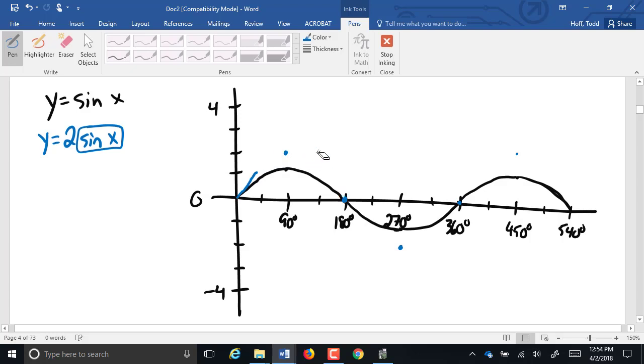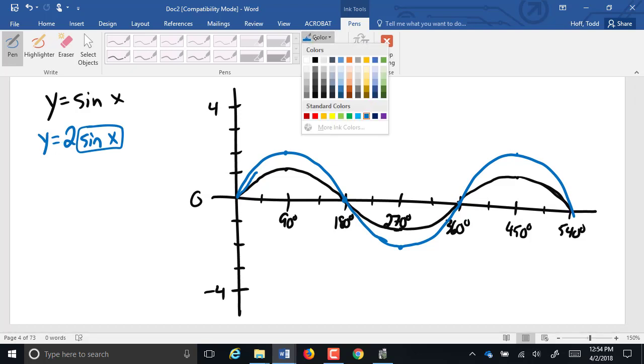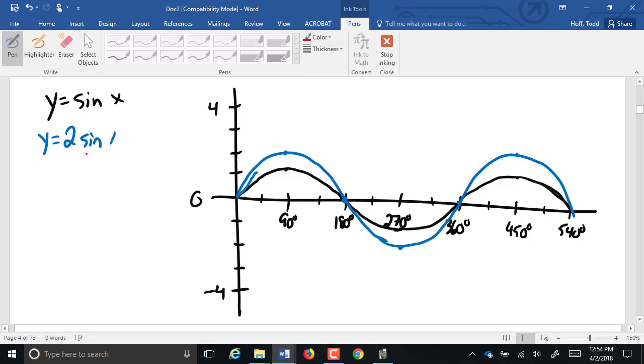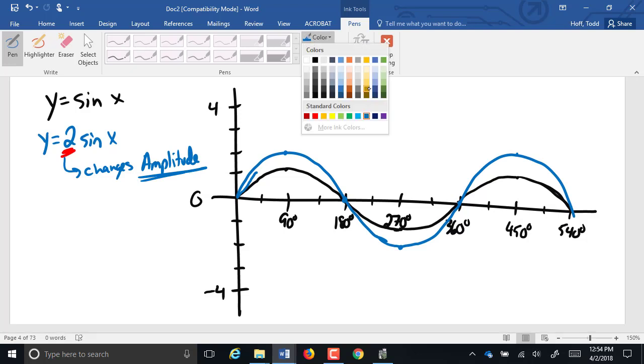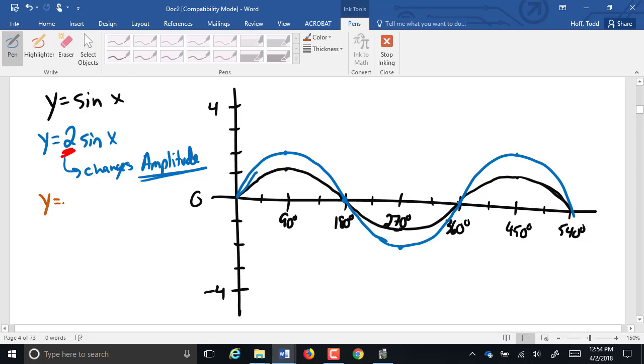So what we see here, I didn't draw my graph real well here at all, did I? Is all that number in front of the sine does is it increases the amplitude. The amplitude was 1 for y equals sine x. Now it is 2. How about this? What would this one do?